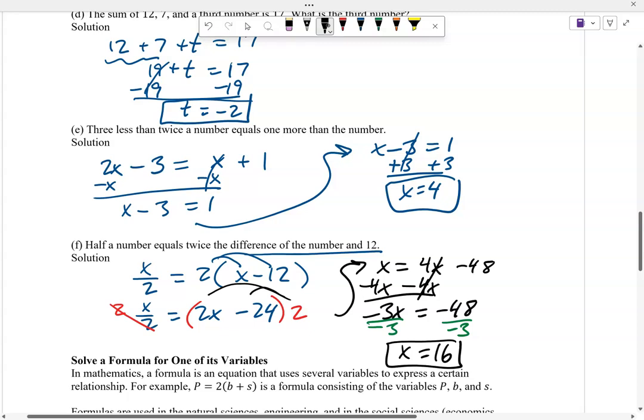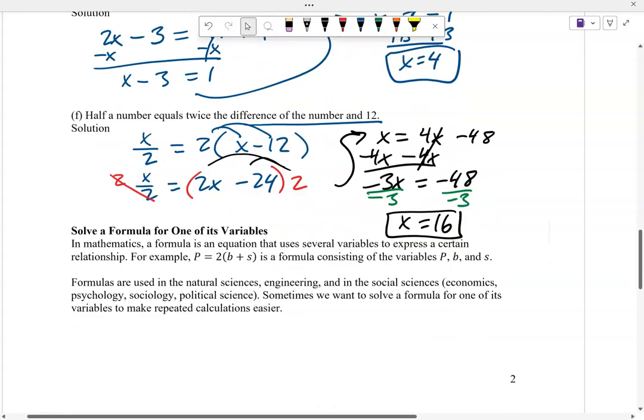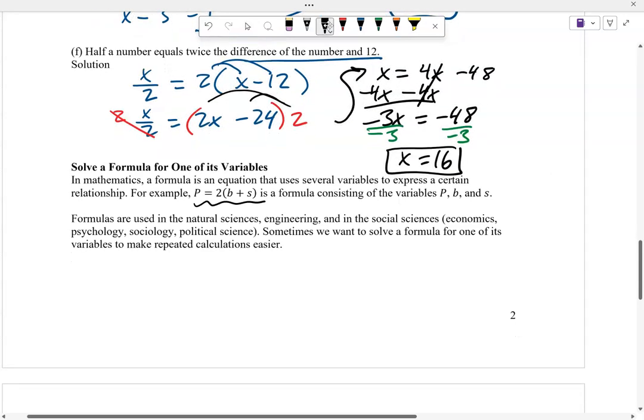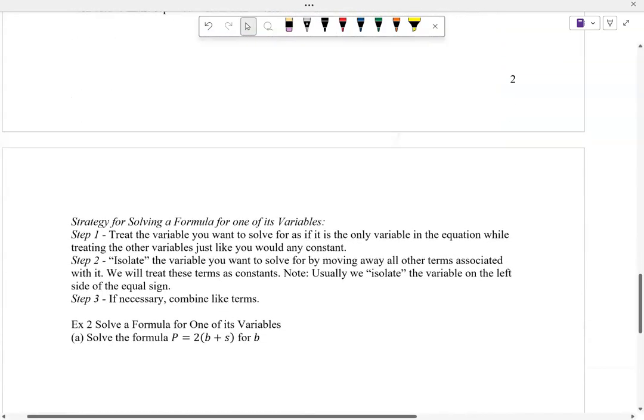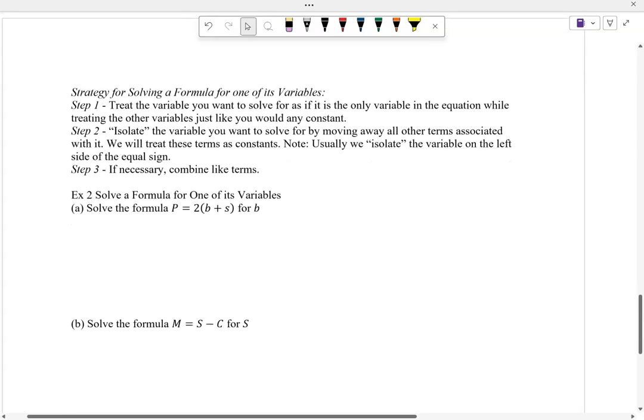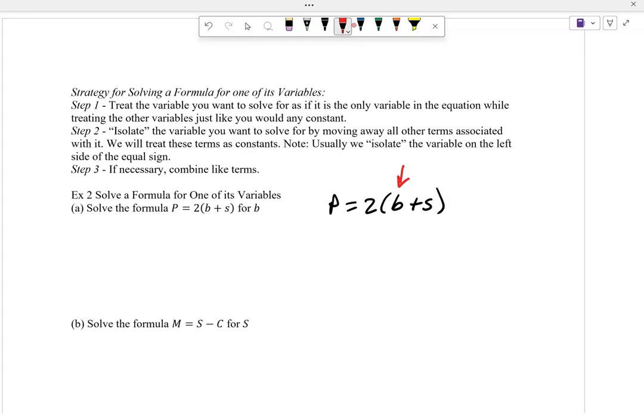All right, now we're going to solve a formula for one of its variables. So here's an example of just a formula. It's got the variables p, b, and s. Sometimes we want to solve them just to make repeated calculations easier. You want to be able to solve for a variable. So we're just going to isolate one of the variables. Here we have p equals 2 times the quantity b plus s, and we're going to solve this for b. I like to just put an arrow on my b, so that we can then solve for that b.